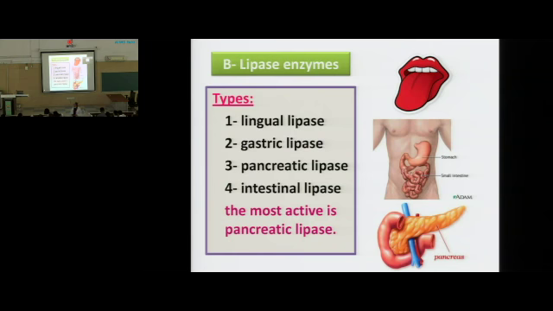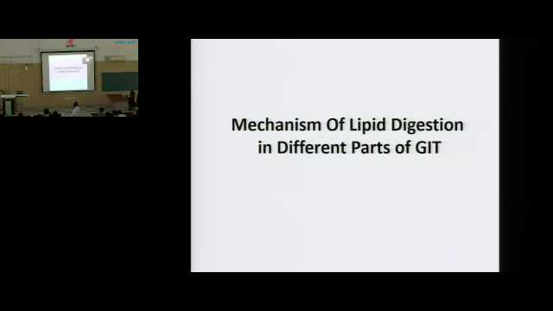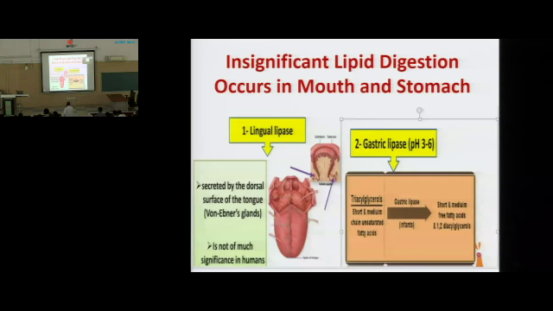In the mouth there is lingual lipase. In the stomach there is gastric lipase. In the pancreatic juice which is pouring into the intestine, there is pancreatic lipase. There is also intestinal lipase. So these are the four different lipases present in the DIT which are going to cleave which bond? Ester. We are going to see how these various lipases act and bring about lipid digestion in the different parts of the DIT.